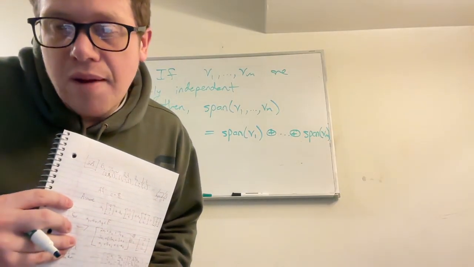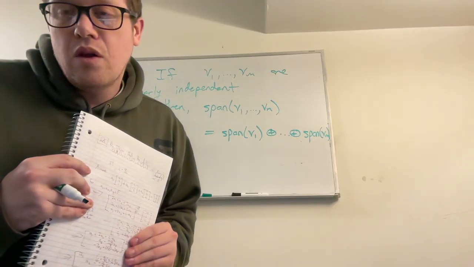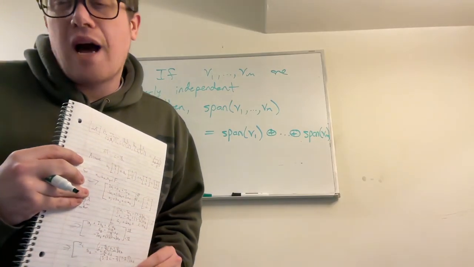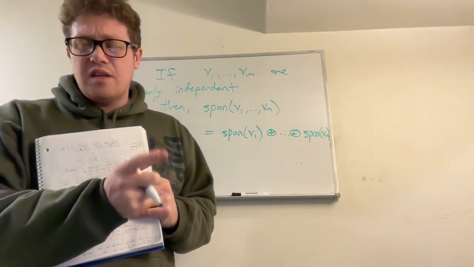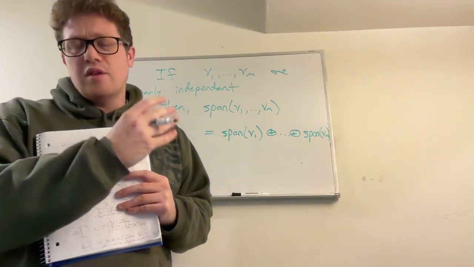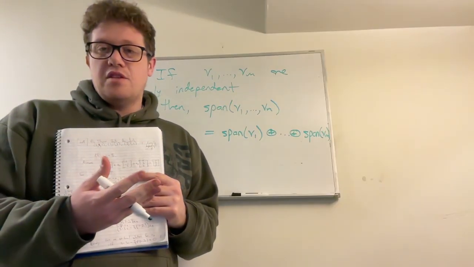Yeah, so the sum can have some overlap, but the direct sum only has 0 in common. But you do have to be a little bit careful, because you can't just check pairwise that they have no intersection, or that they only intersect at the 0 vector. That's not enough to tell you that it's a direct sum.